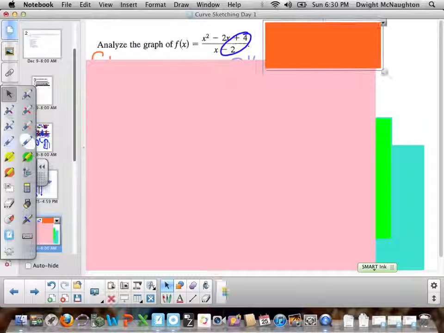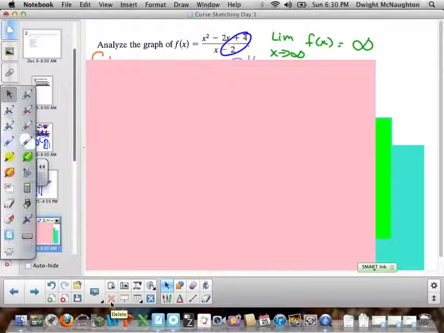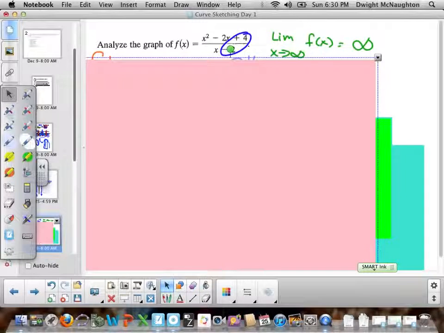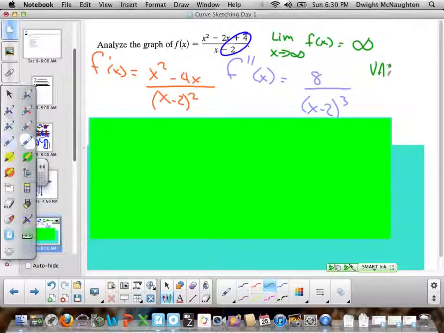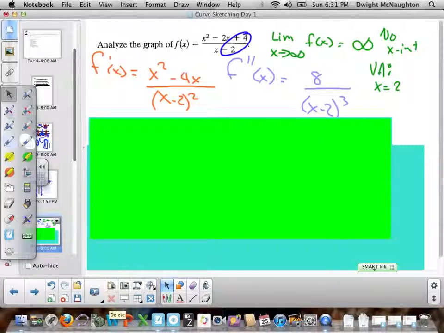For our horizontal asymptotes, let x approach infinity, and because the degree of the top is higher, there is no horizontal asymptote, because it approaches infinity. So now we need our first and second derivatives: (x squared minus 4x) over (x minus 2) squared, and 8 over (x minus 2) squared. You should see that your vertical asymptote is at x equals 2. All right, we got our y-intercept of -2.